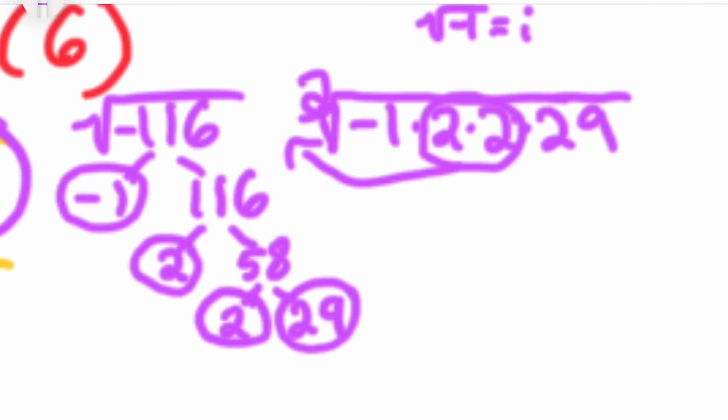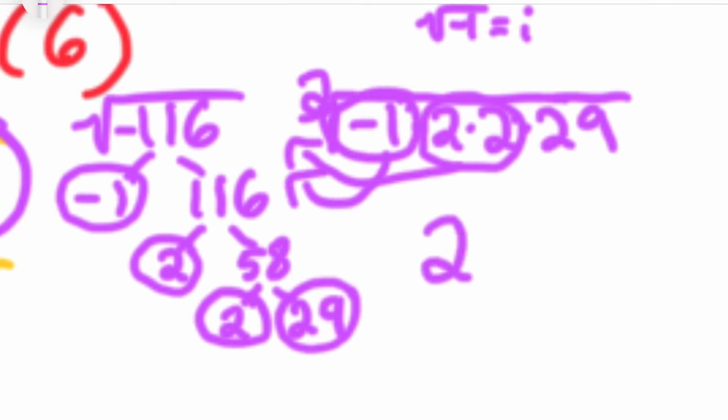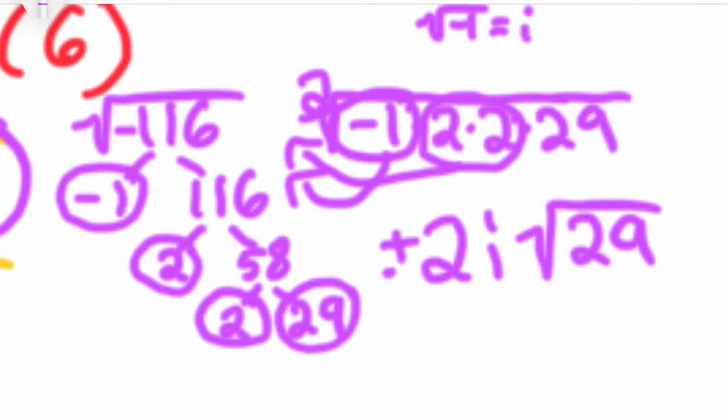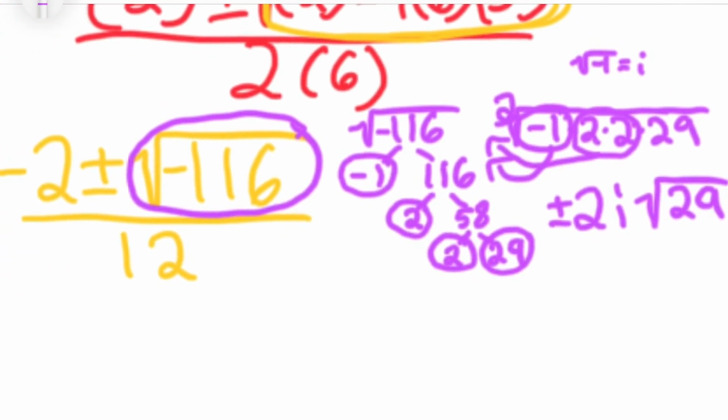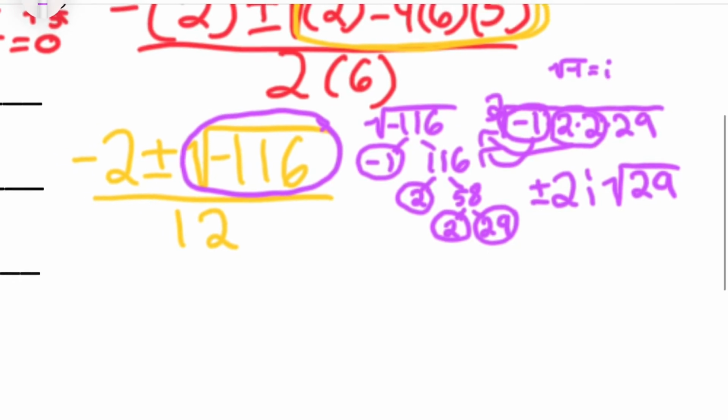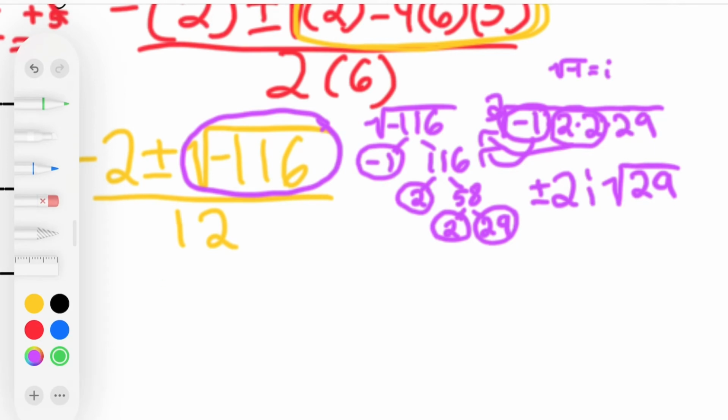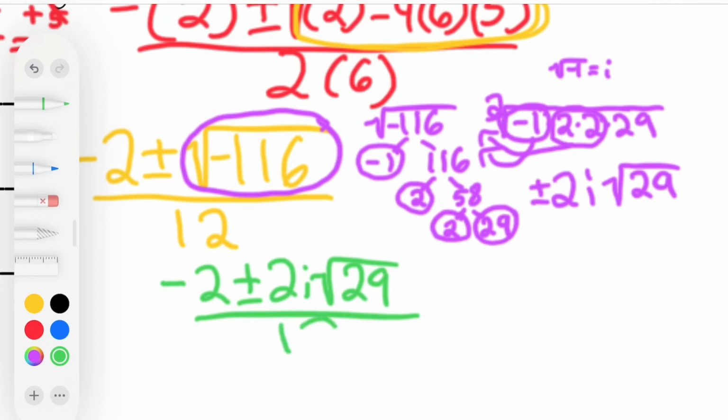The square root of -1 also changes to i. So there's also going to be an i that moves out. So on the outside we have 2 and an i. And underneath we have a 29 left over. When you're bringing stuff out of a radical, it is always plus and minus. So all of this means that we can simplify to -2 plus or minus 2i times the square root of 29 over 12.